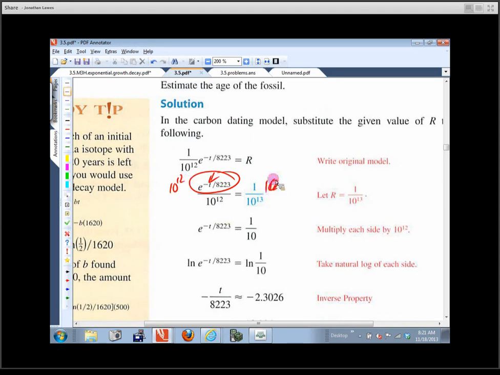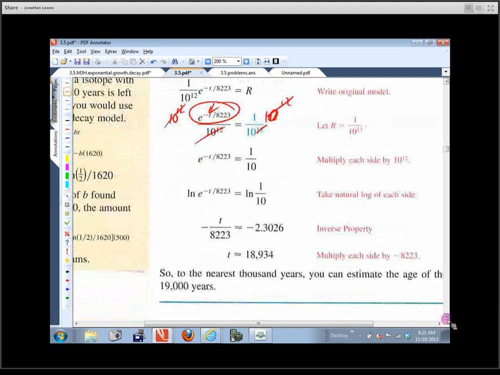Sometimes this is what makes reading a textbook a little more difficult. You've got to read through the lines to see what step they did. They multiplied both sides by 10 to the 12th. That leaves the numerator on this side. And then if I have 10 to the 12th on the top and 10 to the 13th on the bottom, I can cancel 12 of those with all but one of those. That's why we have 1/10 on this side. I've still got to solve for that exponential, so I'm going to take an ln of both sides to bring that down. Now we've got just the exponent, negative t over 8223, and that equals the ln of 1/10, which is this number right here. And then how would we finish solving this?